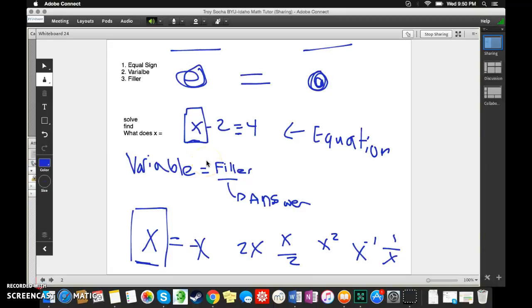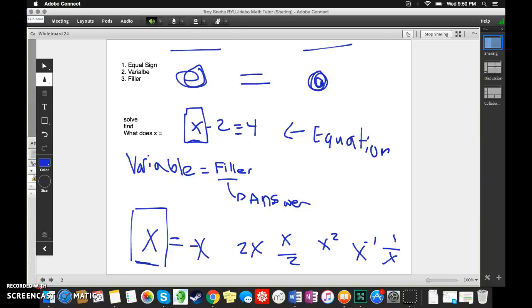We're going to be finding a number that makes this equation true. Makes the equal sign make sense. At this point, it doesn't. X minus 2 doesn't equal 4. Not necessarily, because we don't know what x is. We're looking for an answer that when we subtract 2, it will equal 4.